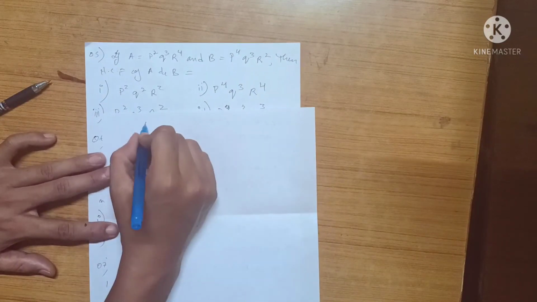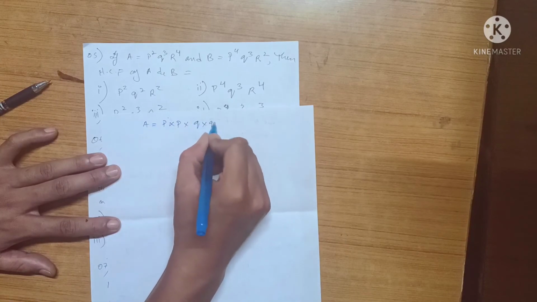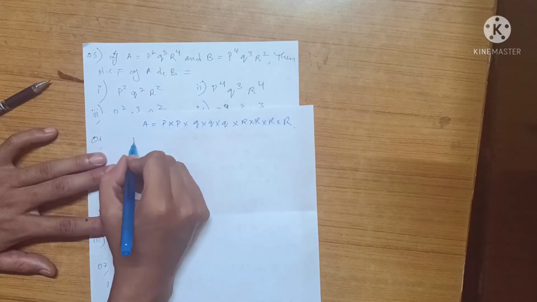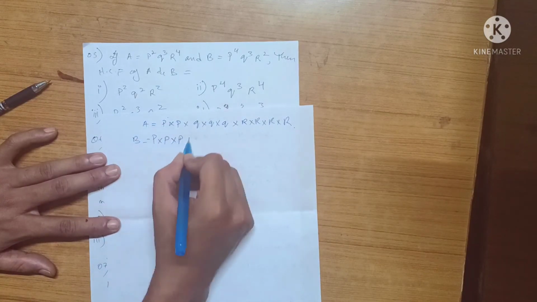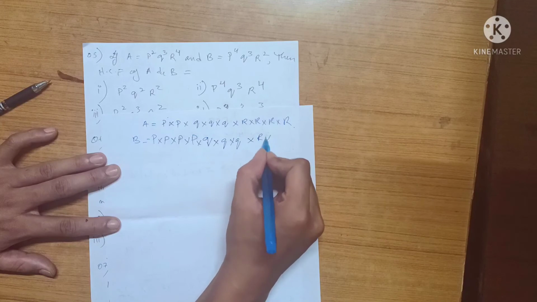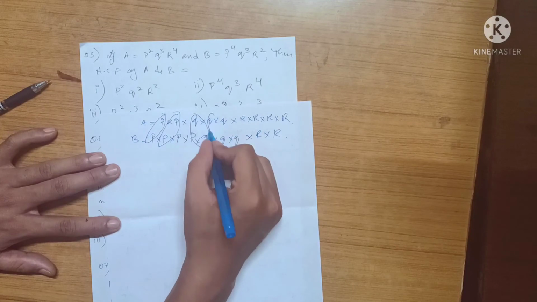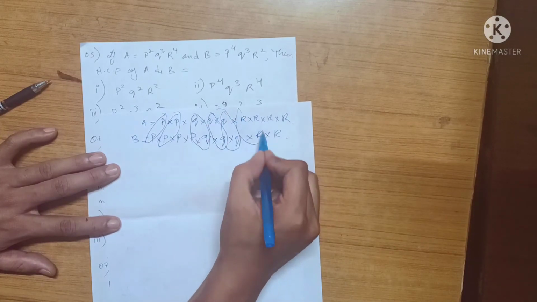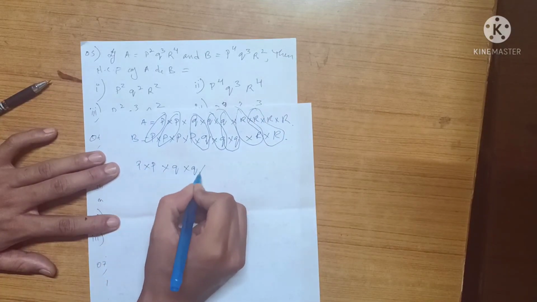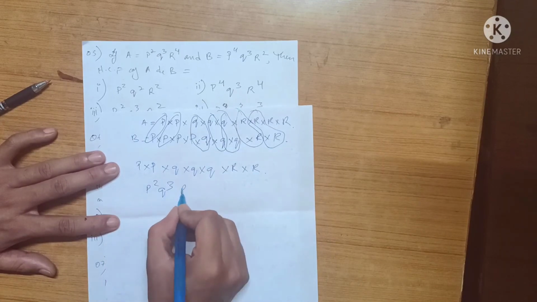Now it's HCF. So for HCF, I'll show you the proper way, and then I'll show you the shortcut. Okay. So P into P into Q into Q into Q into R into R. So P squared Q cubed R squared is the correct answer.